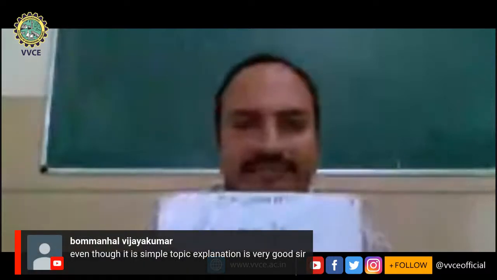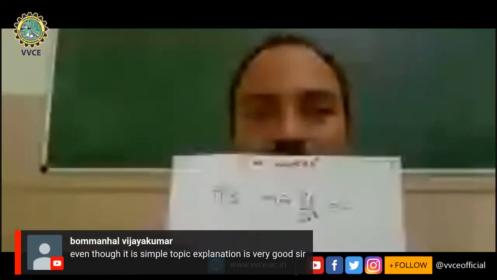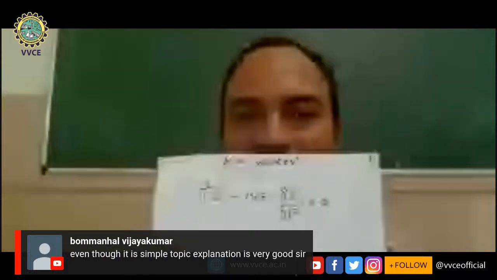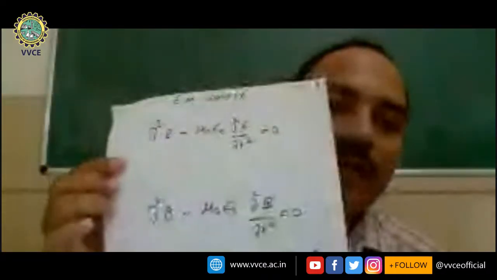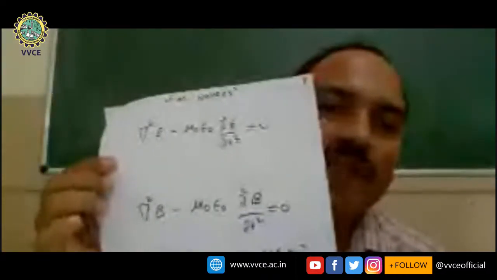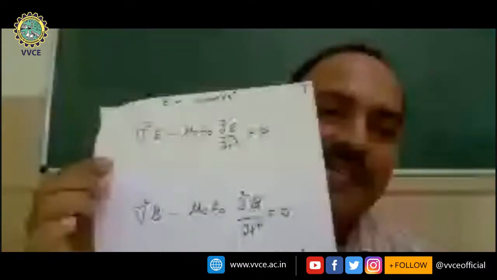In vacuum, these electric field and magnetic fields propagate in the form of waves. One can derive this equation: del square E minus mu naught epsilon naught dou square E by dou t square is equal to 0, right? This is the electromagnetic wave equation. A similar wave equation one can derive for the magnetic field, del square B minus mu naught epsilon naught dou square B by dou t square equals 0. Mu naught is the permeability of free space, epsilon naught the permittivity of free space.